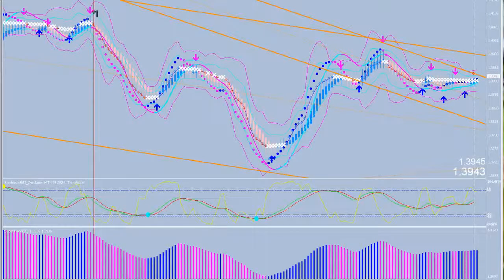Here's your first short entry here. You would jump in short. The major trend line has turned hot pink. You have your hot pink arrow and you have a pink candle, so you jump in short. And let's see how many pips that would have been until the hot pink dot turned blue. That's 208.